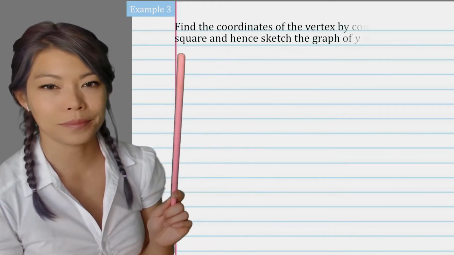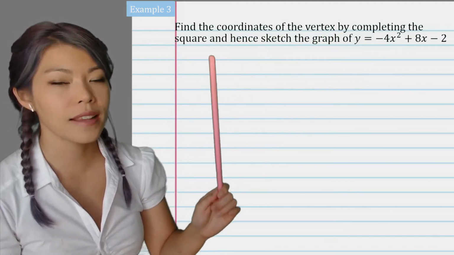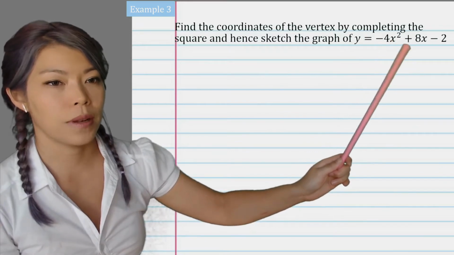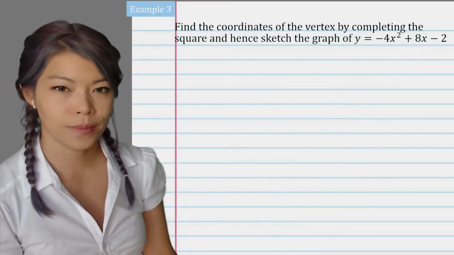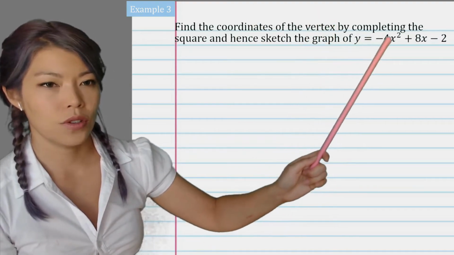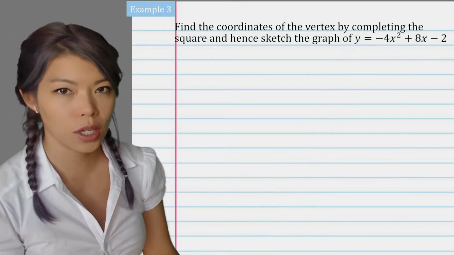Example 3. Find the coordinates of the vertex by completing the square and hence sketch the graph of y equals minus 4x squared plus 8x minus 2. So we have to find the coordinates of the vertex. To do so, we're going to convert this standard form into turning point form.